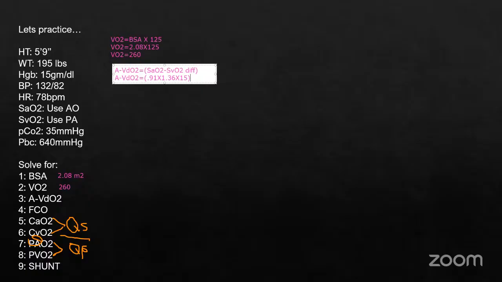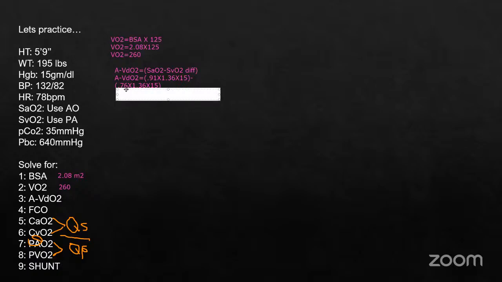And then minus, and I'm going to go ahead and work for the venous. What is my venous that I can use here? 76.7. 76.7 times what? 1.36. And times my hemoglobin, right? I'm going to open my thing here a little bit more. Oh, no. Okay, well, I'm going to have to open another square here because it moved.